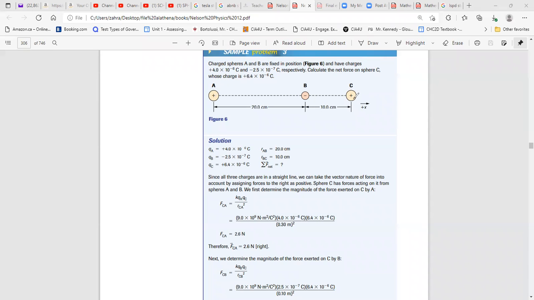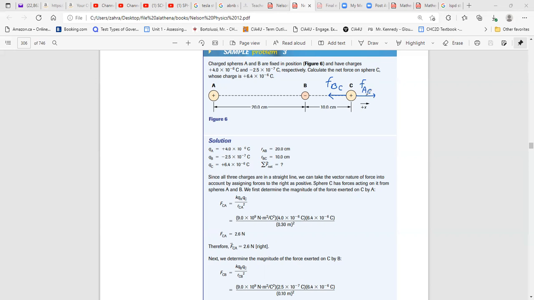So I know A applies a force on C, but in what direction? A is positive, C is positive, so they repel. So this would go away from A. That's why the force of A on C is in this direction. And B is negative, C is positive, so C would be attracted to B. So the force that B exerts on C is going to be in this direction, F of BC.